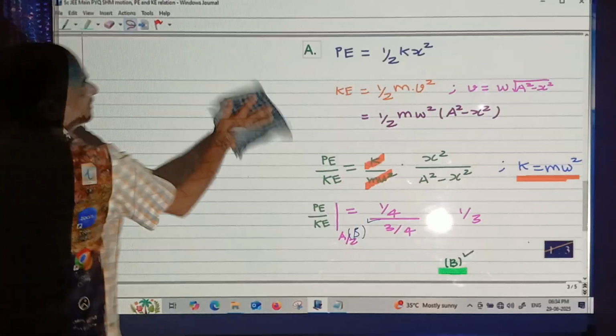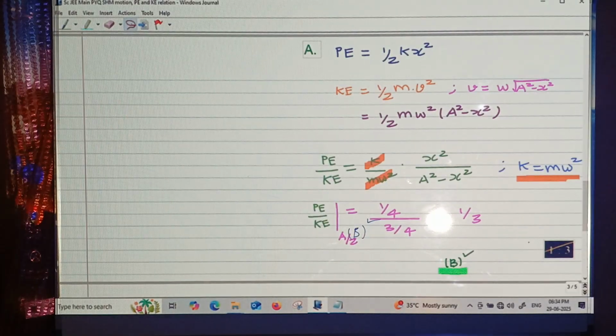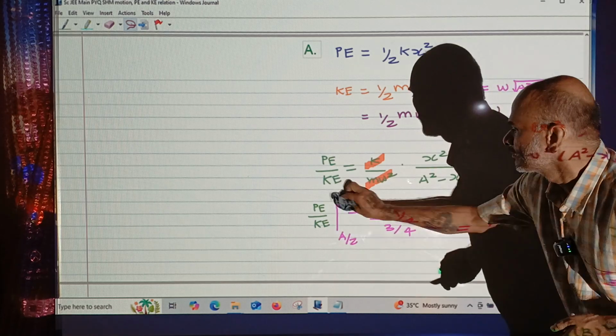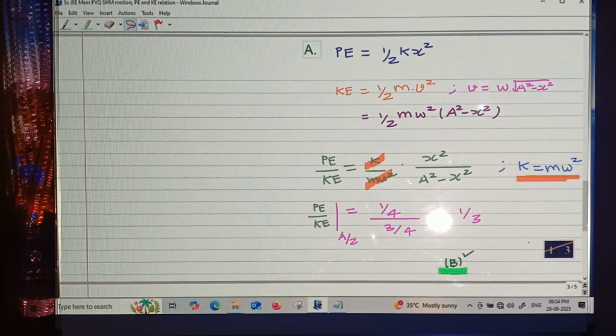So this is what I explained here. Potential energy is half k x square and kinetic is half m v square, and velocity is omega into square root of a square minus x square. It's of the form v equals omega into r for a circular motion. So instead of r, we have something with the units of distance, which is square root of a square minus x square. So from this, kinetic energy is half m omega square into a square minus x square, and for an SHM, this relation is valid, k equals m omega square. So for the ratio, these two will cancel, half will cancel. And you have to find the ratio when the displacement is half the amplitude, that is x is a by 2.